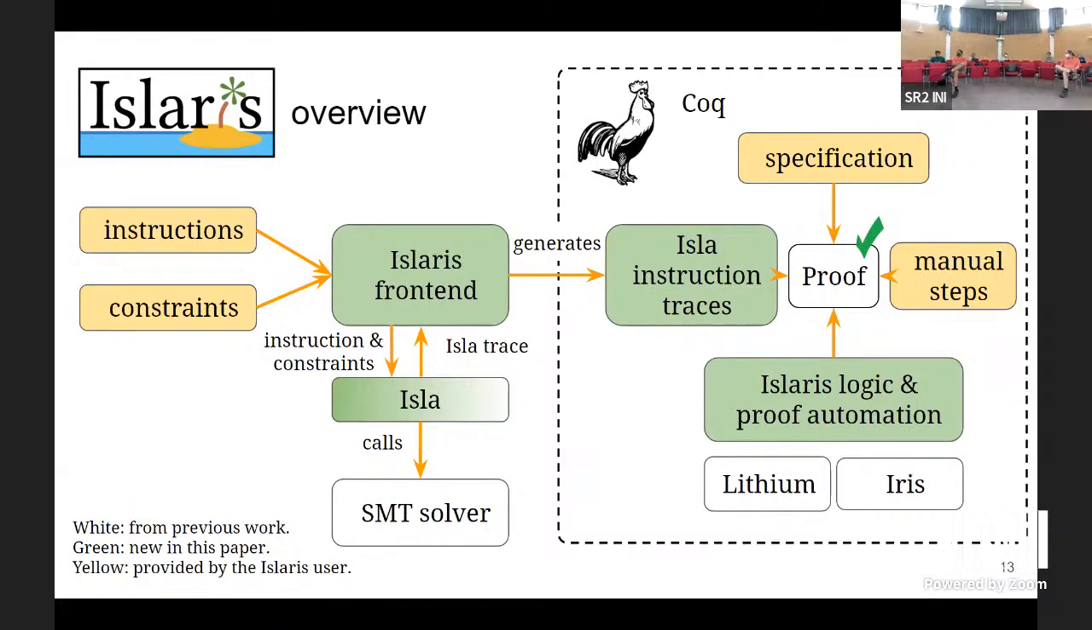And the translation of an architectural spec in Sail to something in the Isla trace language is what's done on the left-hand side. Yes, and that's completely trusted. So that's the primary weakness. And we have some mitigation for that, which I'll touch on.